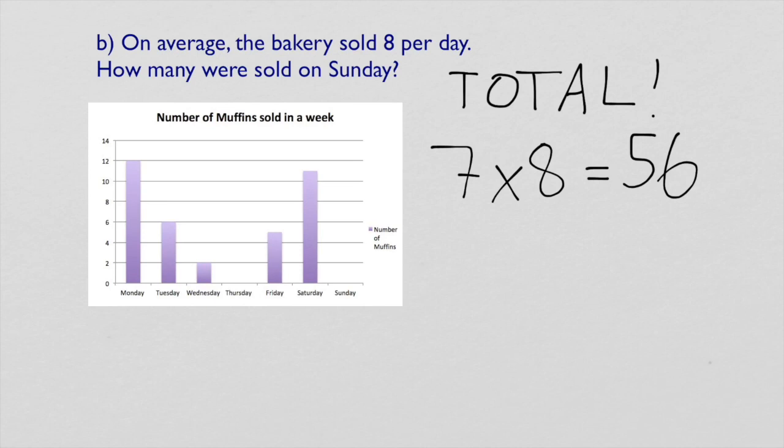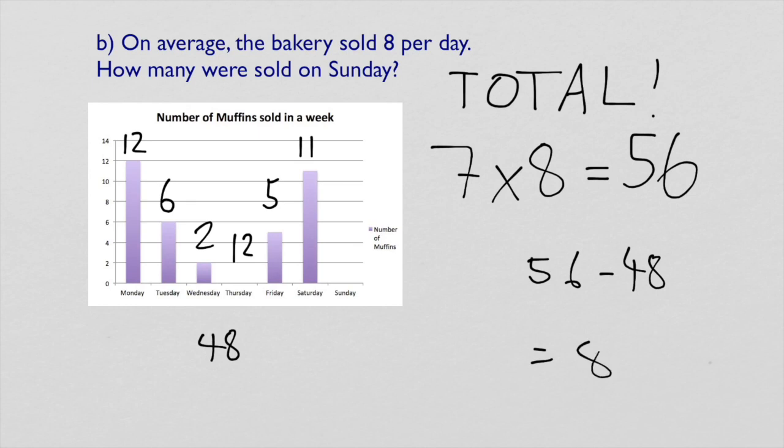So once you know that there were 56 muffins sold that week, you can just add up how many muffins were sold on Monday, Tuesday, Wednesday, Thursday, Friday, Saturday, and then subtract that number away from 56 to get the number of muffins sold on the Sunday. So let's do that. Monday was 12, Tuesday was 6, Wednesday was 2, Thursday we worked out was 12, Friday was 5, and Saturday was 11. So let's add them up. We get 48. So Sunday we must have sold 8 muffins.